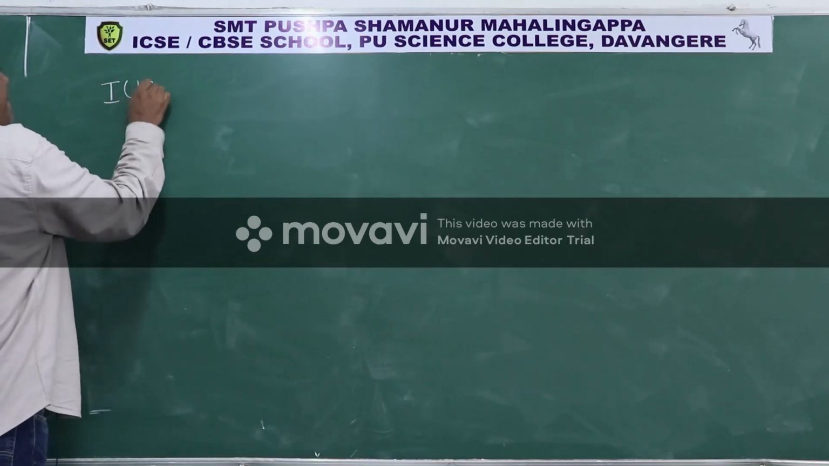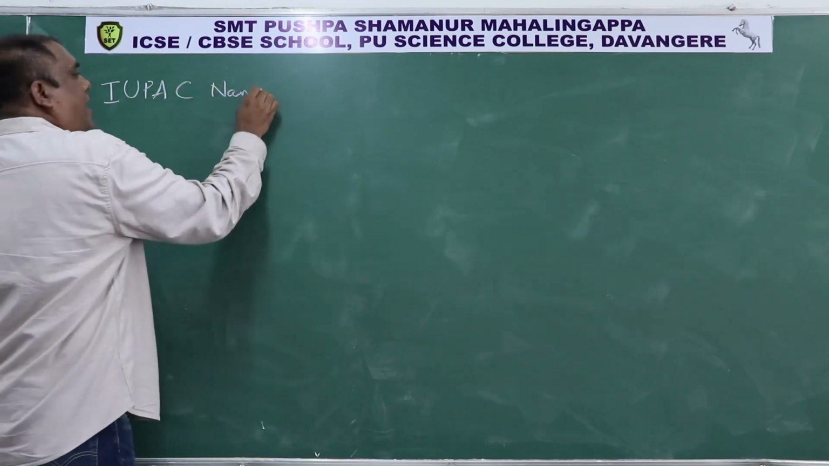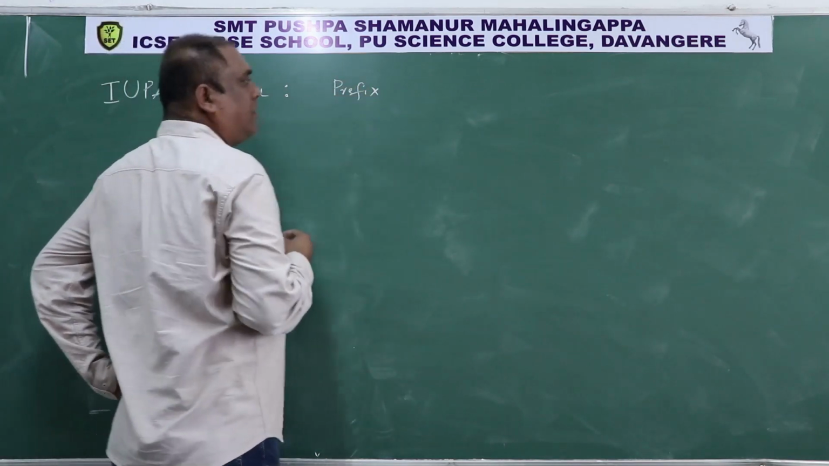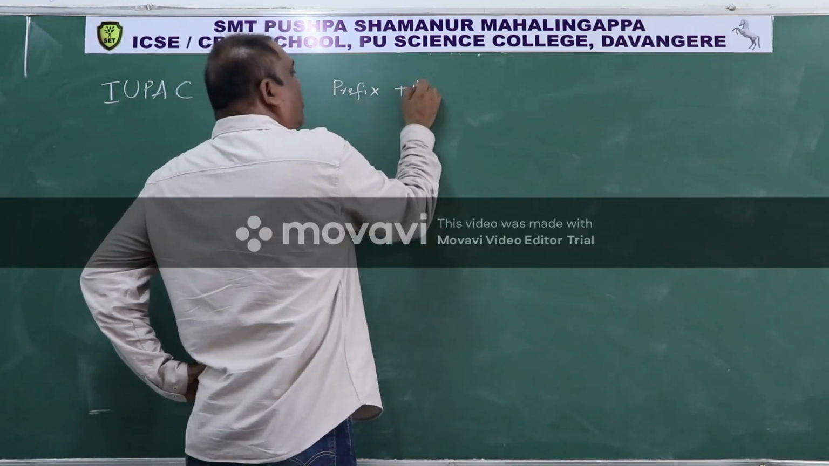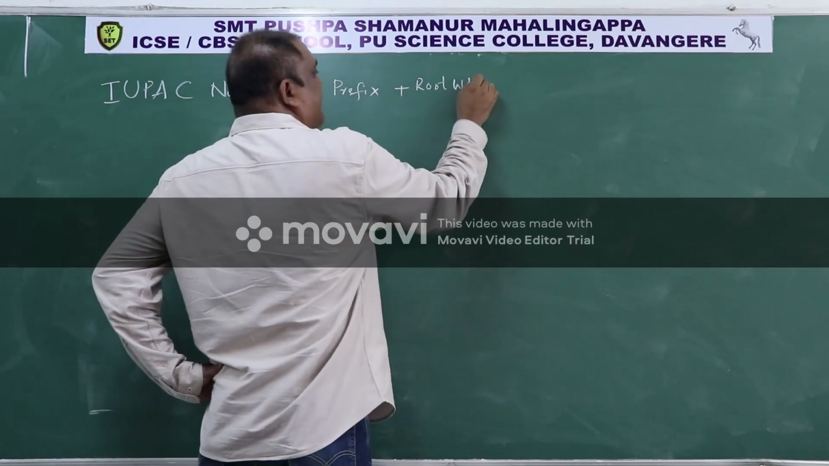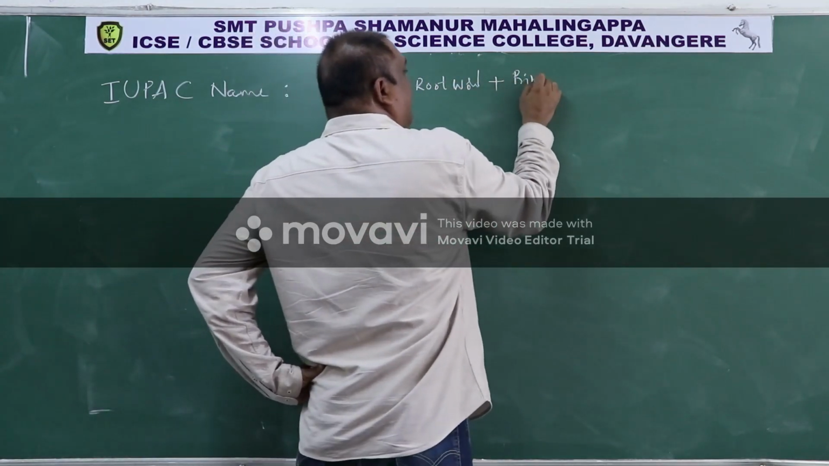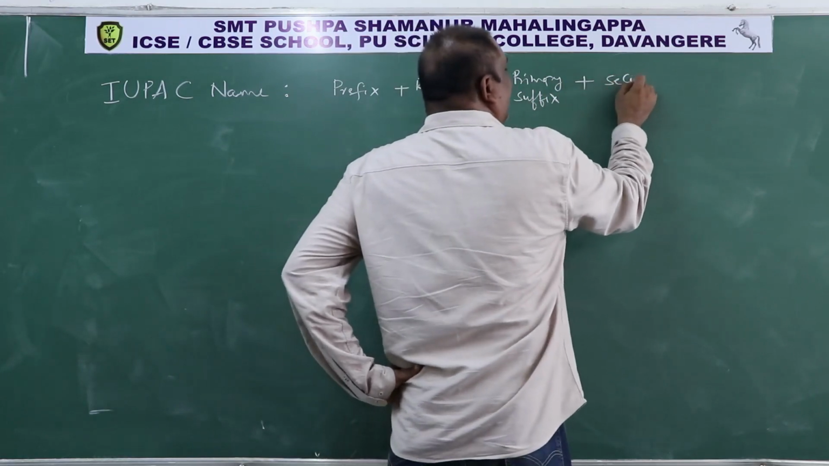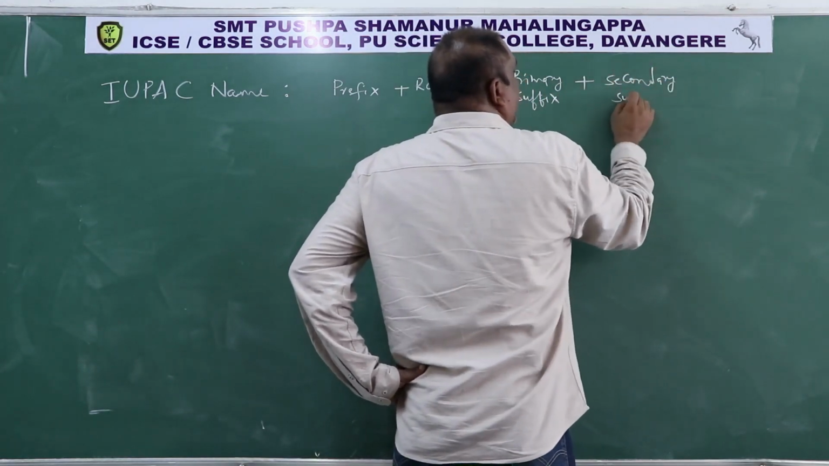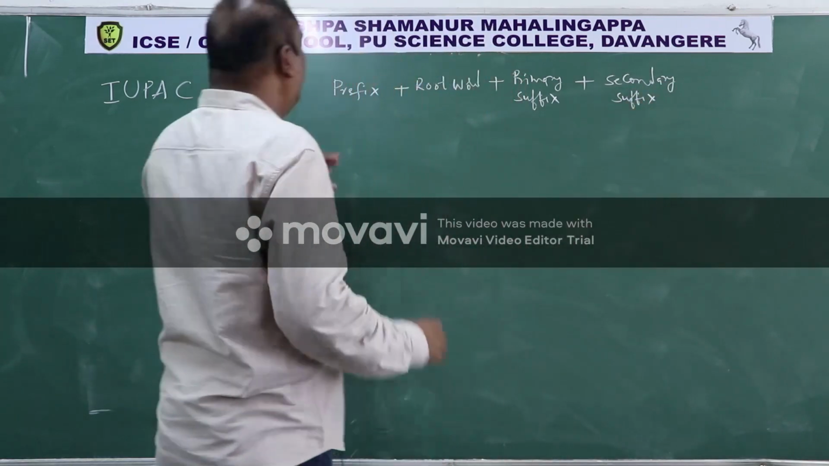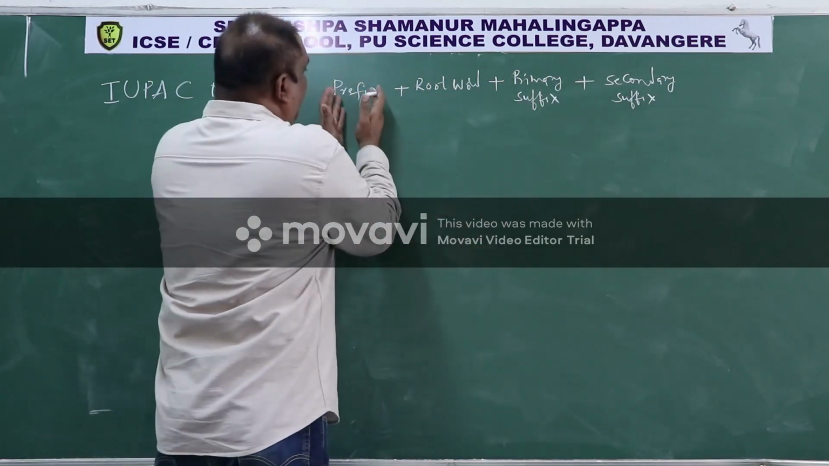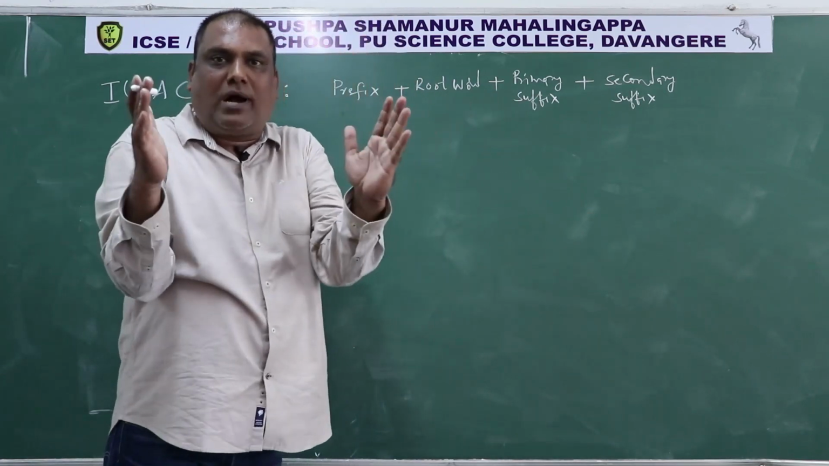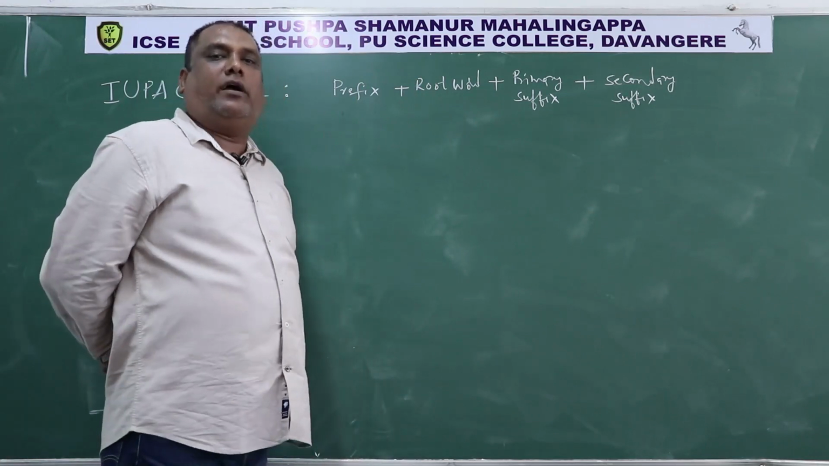So that IUPAC name of the organic compound has 4 parts, that is prefix, then root word, then primary suffix, then secondary suffix. So like this, each part we have to find out, what this part is, what this part is. You have to attach all the 4 parts, then that will become the IUPAC name of the organic compound.